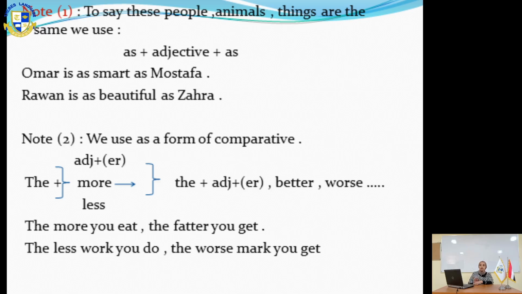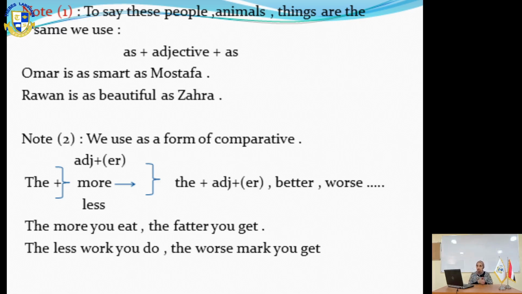Again, when we use "the" as a form of comparative, we have something else we have to use with it. When I say, the more you eat, the fatter you get. The more you study, the cleverer you are. The less work you do, the worse mark you get. So I use these forms to compare between what you are going to do and what is the result of what you are doing. If you eat much, you are going to be fat.